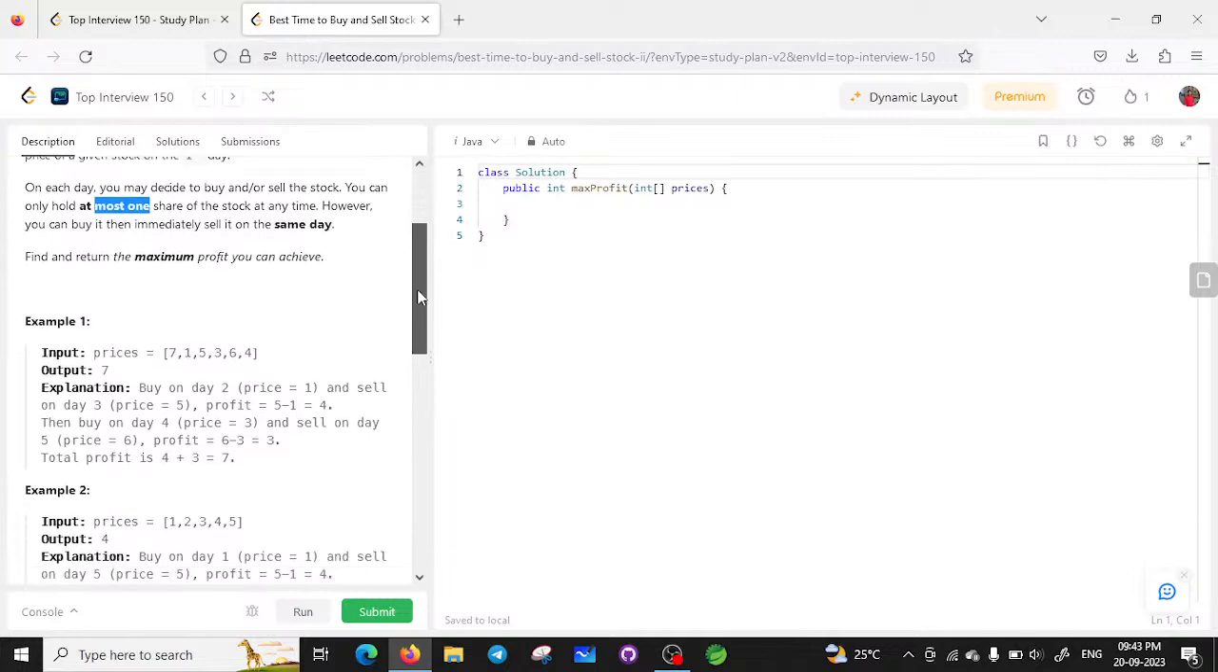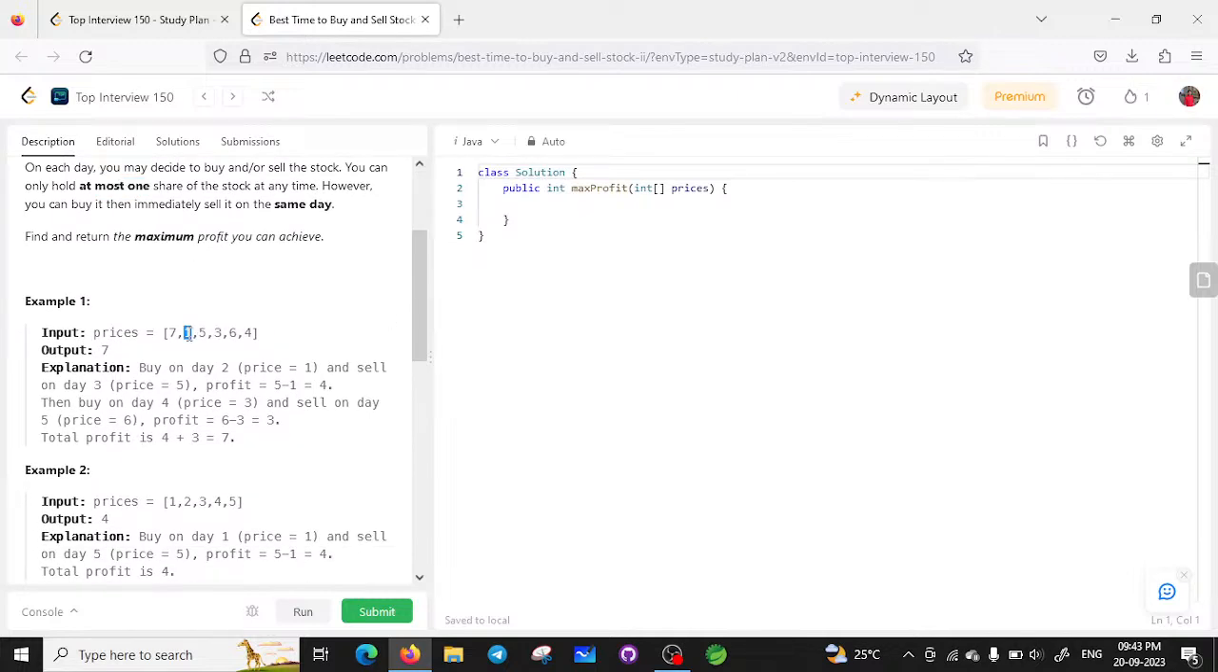Okay, the question says you can buy on a day and you can sell on the next day or a future day, but before buying you can't sell in the past, and once you buy and sell, after selling you are again eligible for buying these stocks. So for this example prices array, once I buy at the price of 1 and sell at the price of 5, I get a profit of 4 rupees. Once I sell at 5, I'm not holding any stocks, so I'm again eligible for buying. So I'll buy at the price of 3 and sell at the price of 6, so again I'm getting a profit of 3, so the total will be 7.